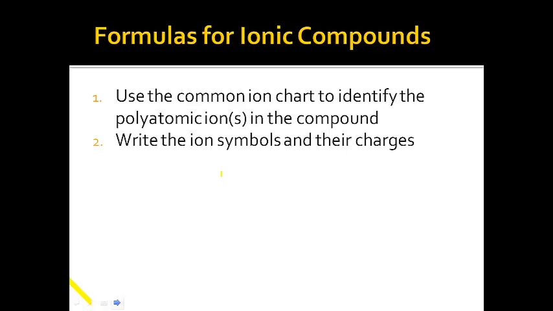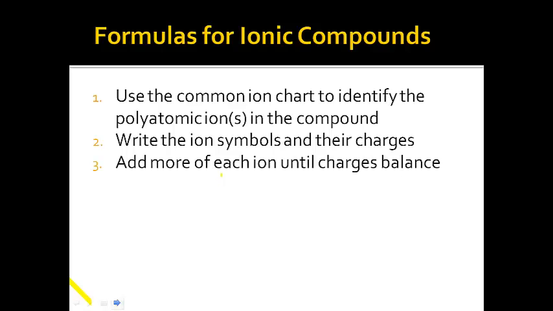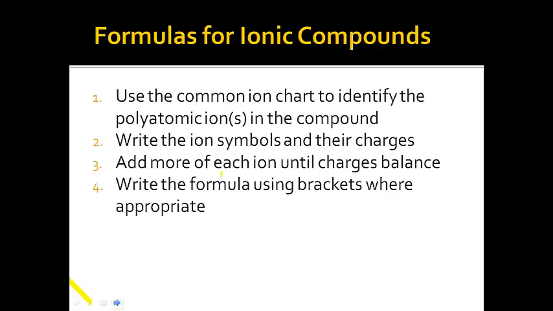The second step is to write the ion symbols and their charge. The third step is to add more of each ion until the charge is balanced. Again, in an ionic compound, we want the charges to add to 0. And then you write the formula using brackets where appropriate. You don't use brackets in binary ionic compounds, but you do with polyatomics. Let's take a look at some examples and see what that looks like.